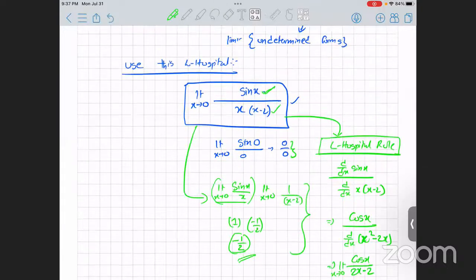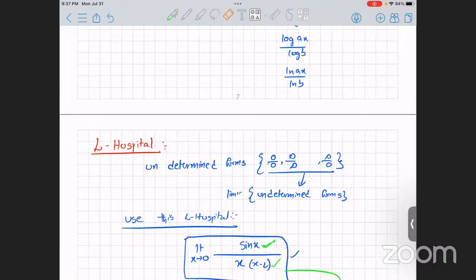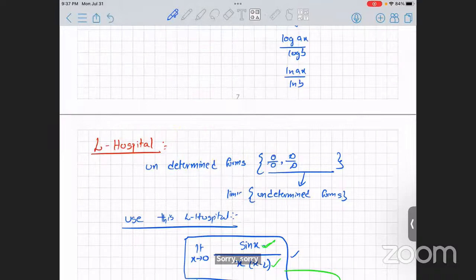Okay, I'm sorry. Correct it: infinity by infinity, infinity power 0, 0 power 0, and zero into infinity.